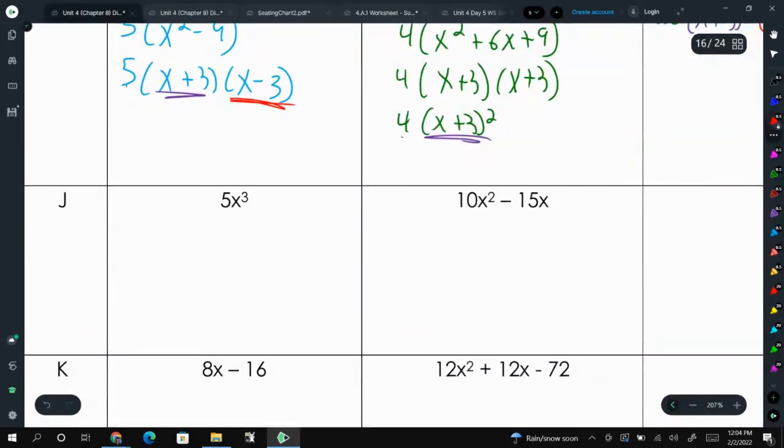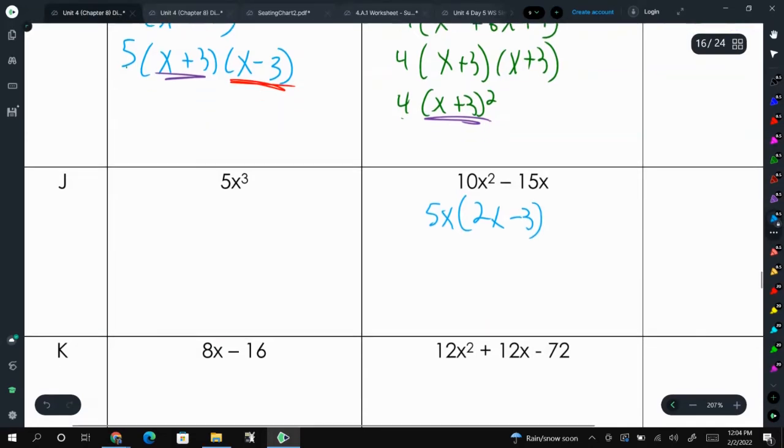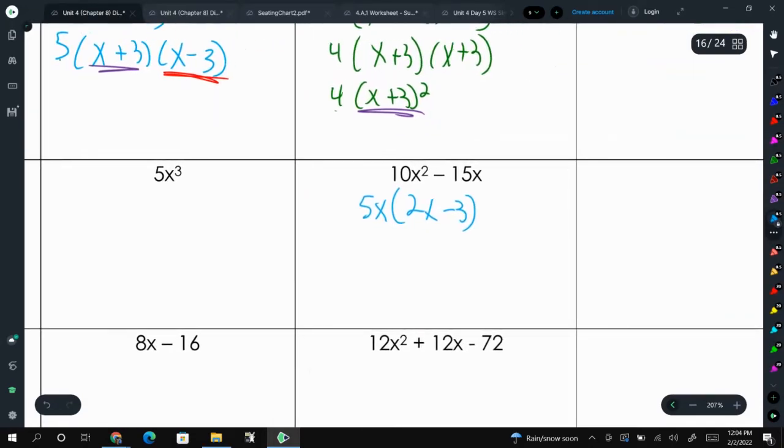Now this one down here, J, we can't factor anything in the first column, but in that second column we can factor out a 5x, and we're left with 2x minus 3. So our least common multiple for this one is going to be 5x to the third, because we have 5x to the third in the first column, but 5x to the first in the second one, and then 2x minus 3.